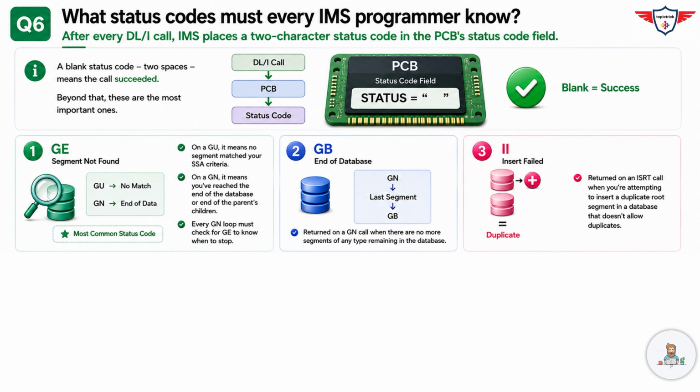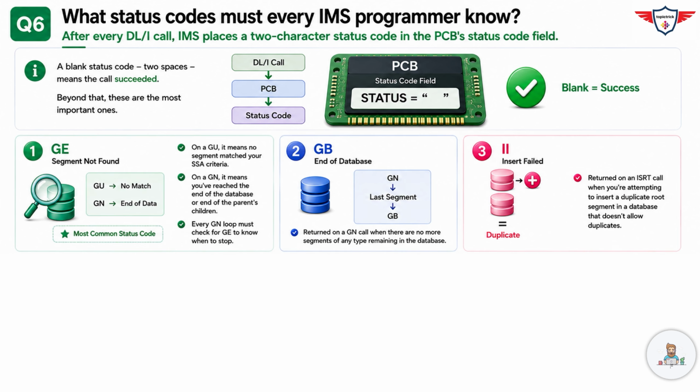Now, the important thing that you need to note here is that a blank status code, that means 2 spaces, actually means that the call that you have issued is successful and there is no error. And if you have any other specific status code other than spaces, that means there is some problem and you have to address that. Now let's talk about the important status codes one by one.